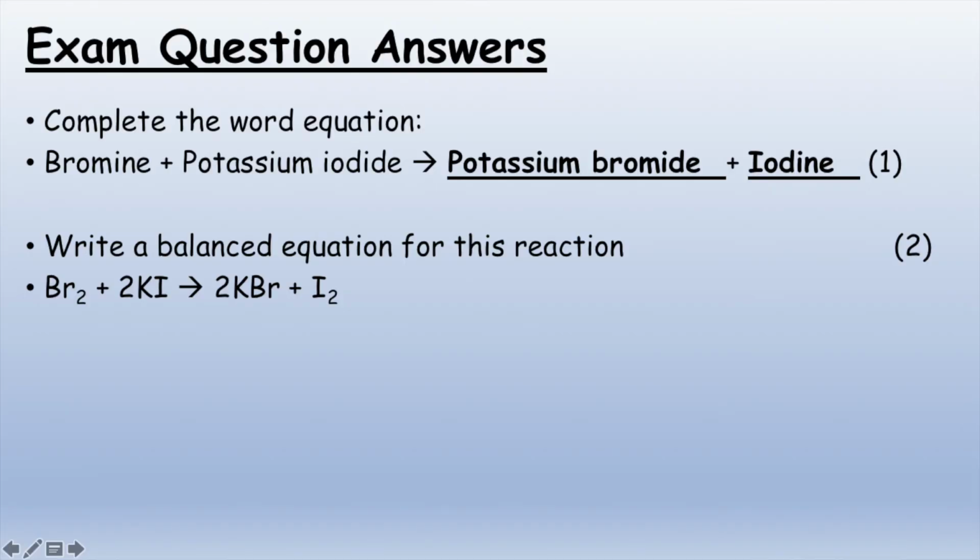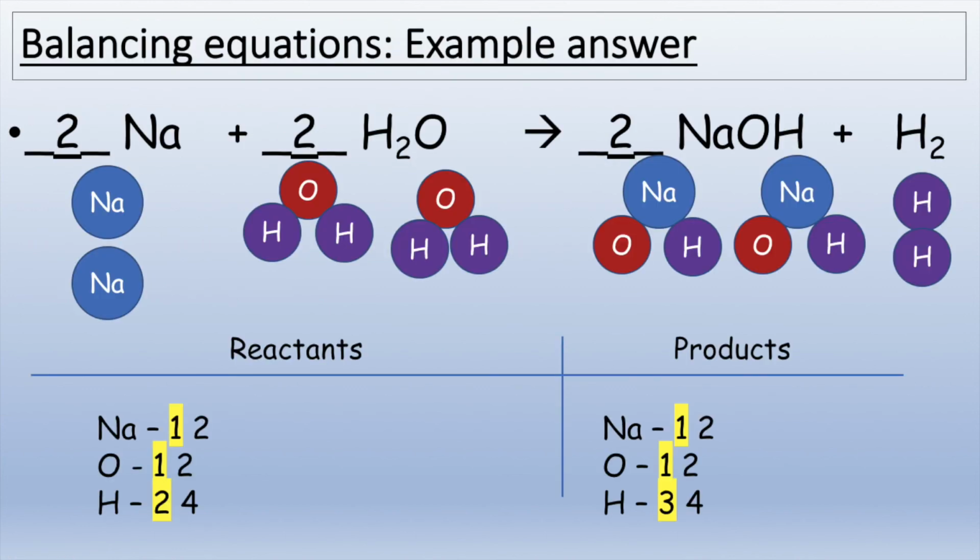Here is the completed word equation. The bromine has been able to displace the iodine, leaving potassium bromide and iodine. Here is the balanced equation. Hopefully you remember that the halogens, when they're elements, need to be in diatomic form, so require a small 2 next to them. And finally, here is our balanced equation.